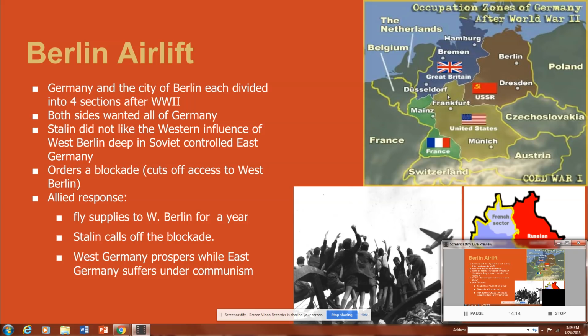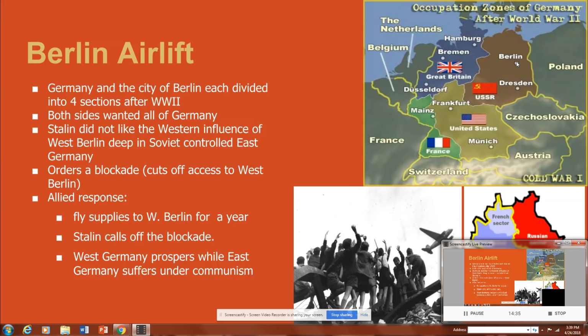And so he decides that we're going to break this blockade, and we start flying planes with supplies into West Germany. I keep saying that, into West Berlin. And the Soviets knew that if they shot down any of our planes, that we had the atomic bomb, and this could be a bad thing for them.